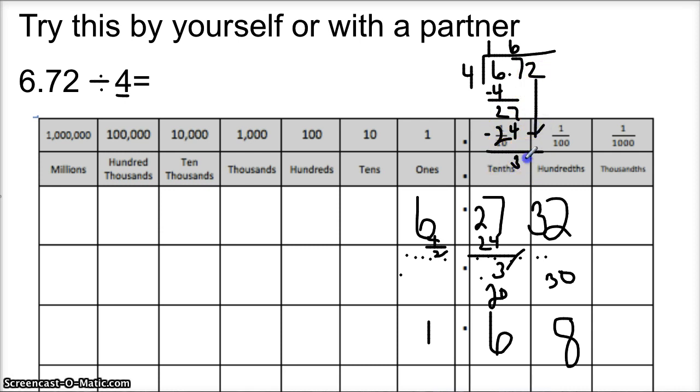Bring down my 2. So 32. How many times does 4 go into 32? 8 times. Then just bring my decimal up. 1 and 68 hundredths.